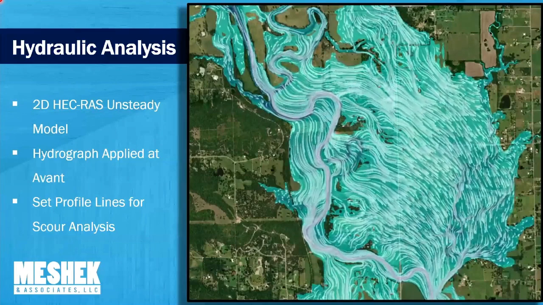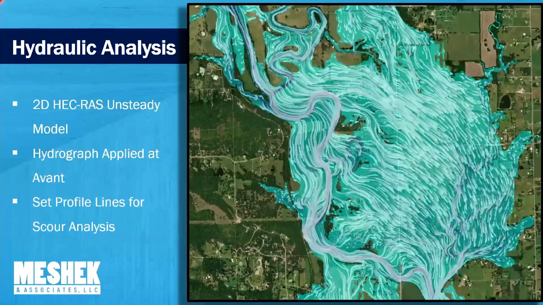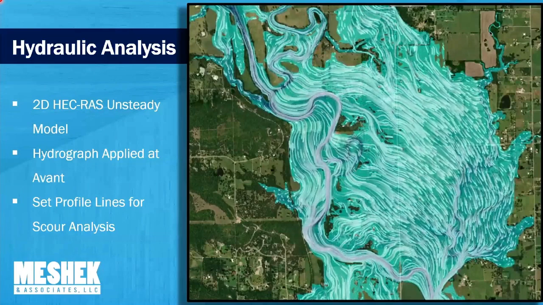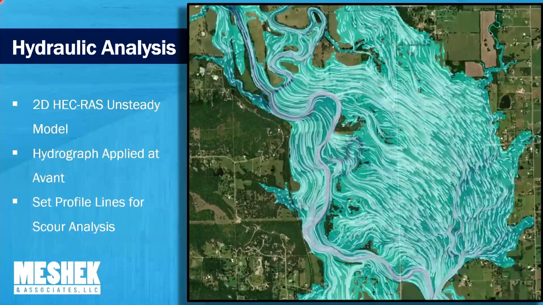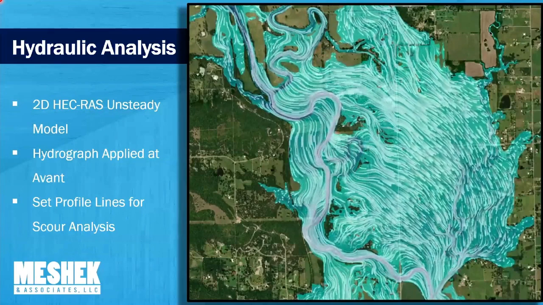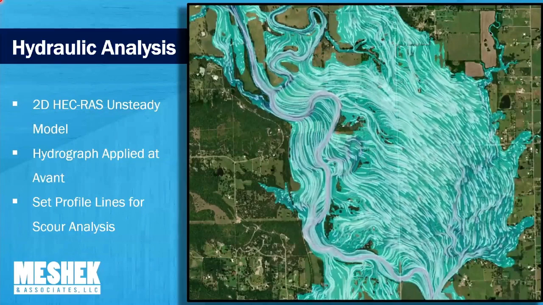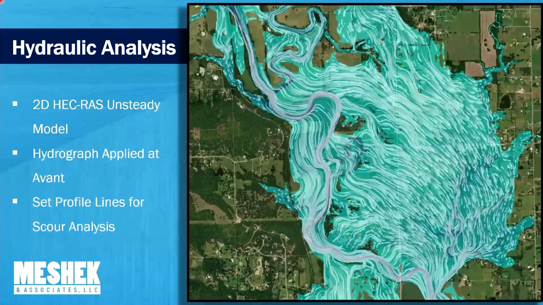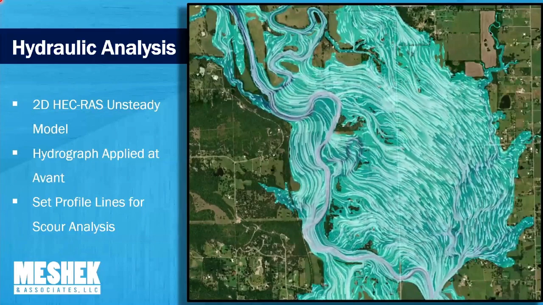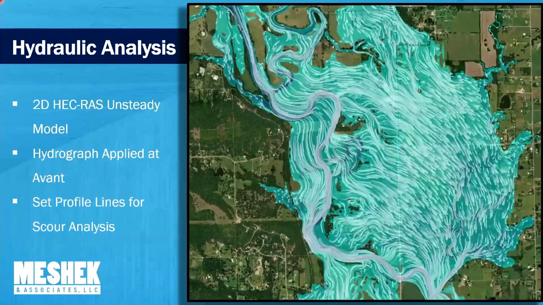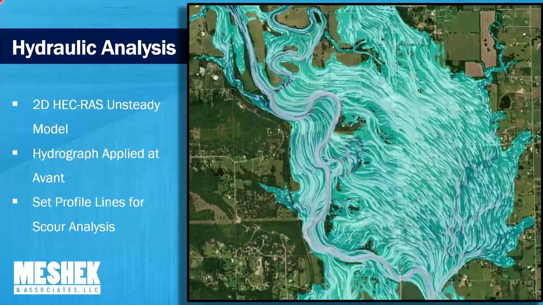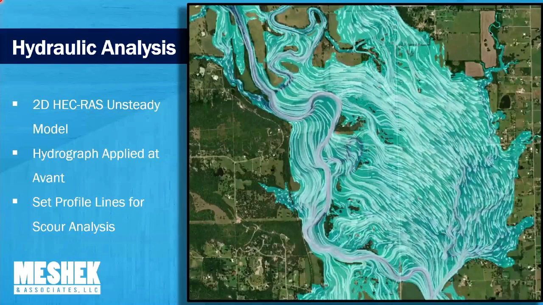The other thing that we were able to do with the 2D model is determine how much flow actually goes through the bridge. We did that by setting profile lines across the bridge, channel, and floodplains. This allowed us to back into and determine flows and velocities that do travel through the bridge. And again, the next step after that is, once we determine those flows, we could then estimate the scour potential at the bridge.